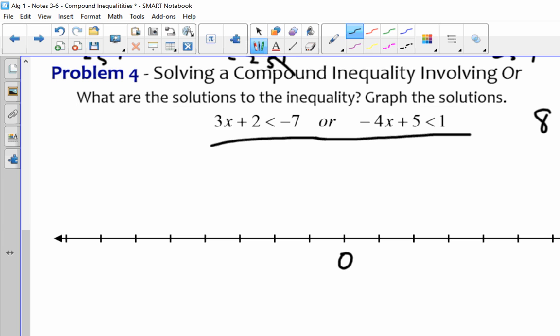So if you want to hit pause and we can go in, and I'll put the solution up, and then you can hit play when you're done.